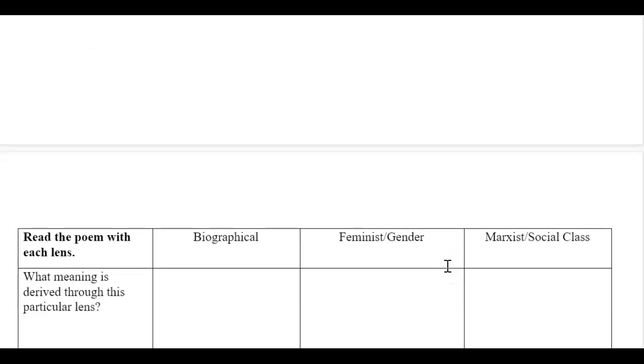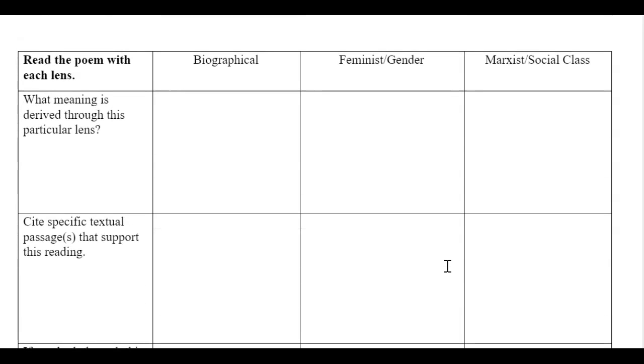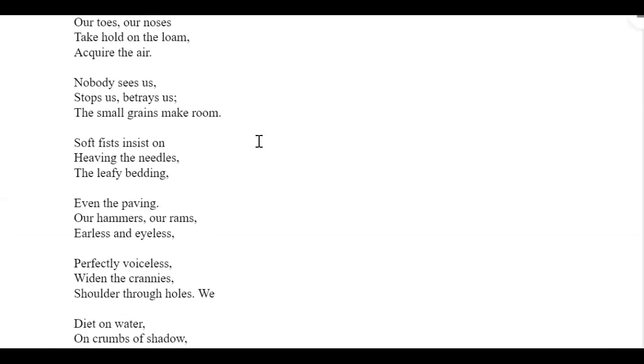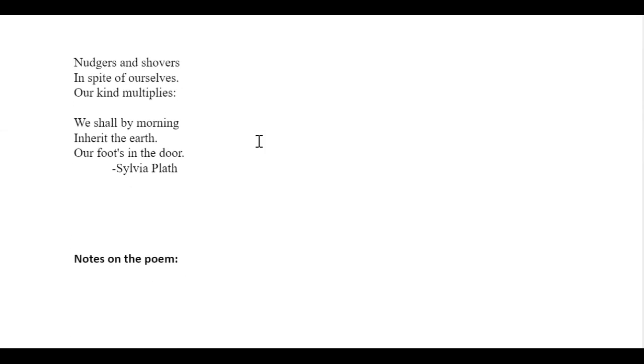Okay. Once you read the poem and figure out what you think it means, you're going to come down to this chart. This chart walks you through three of the major theories that we have discussed: biographical, feminist or gender, and Marxist or social class. So it asks you several questions to consider for each lens. What I want you to do is think about the biographical lens. Do a quick, yes, I'm going to say it, Wikipedia search on Sylvia Plath, and see what you can learn about her and her life really quickly. With that in mind, go back through and read the poem again. You're reading it now through the biographical lens. I want you to see what the meaning seems to be as you read it, knowing a little bit about Sylvia Plath and her life.